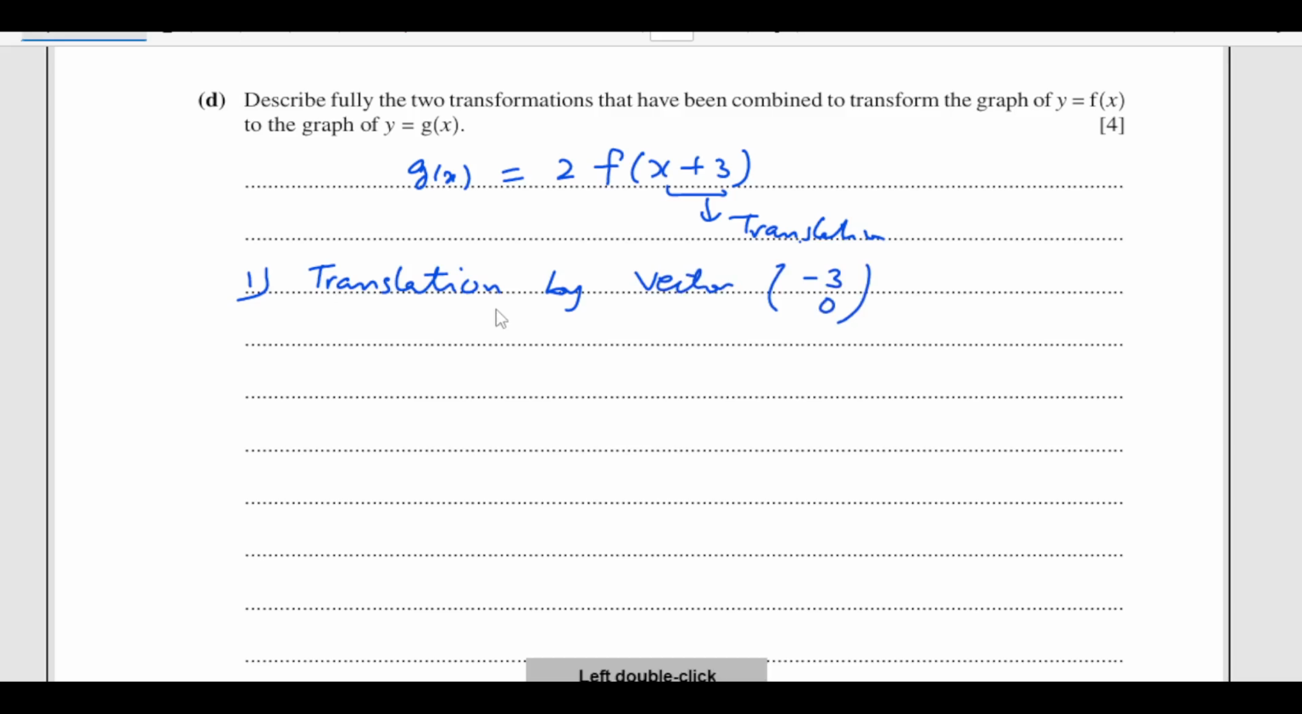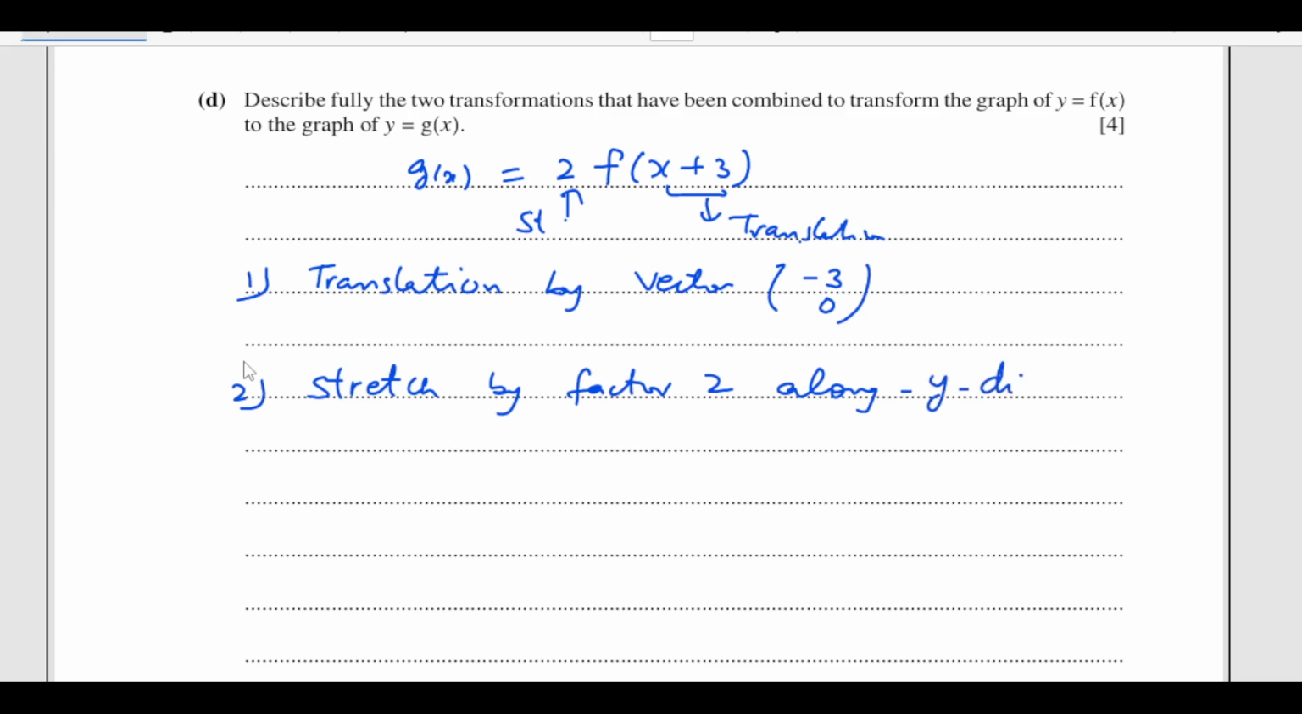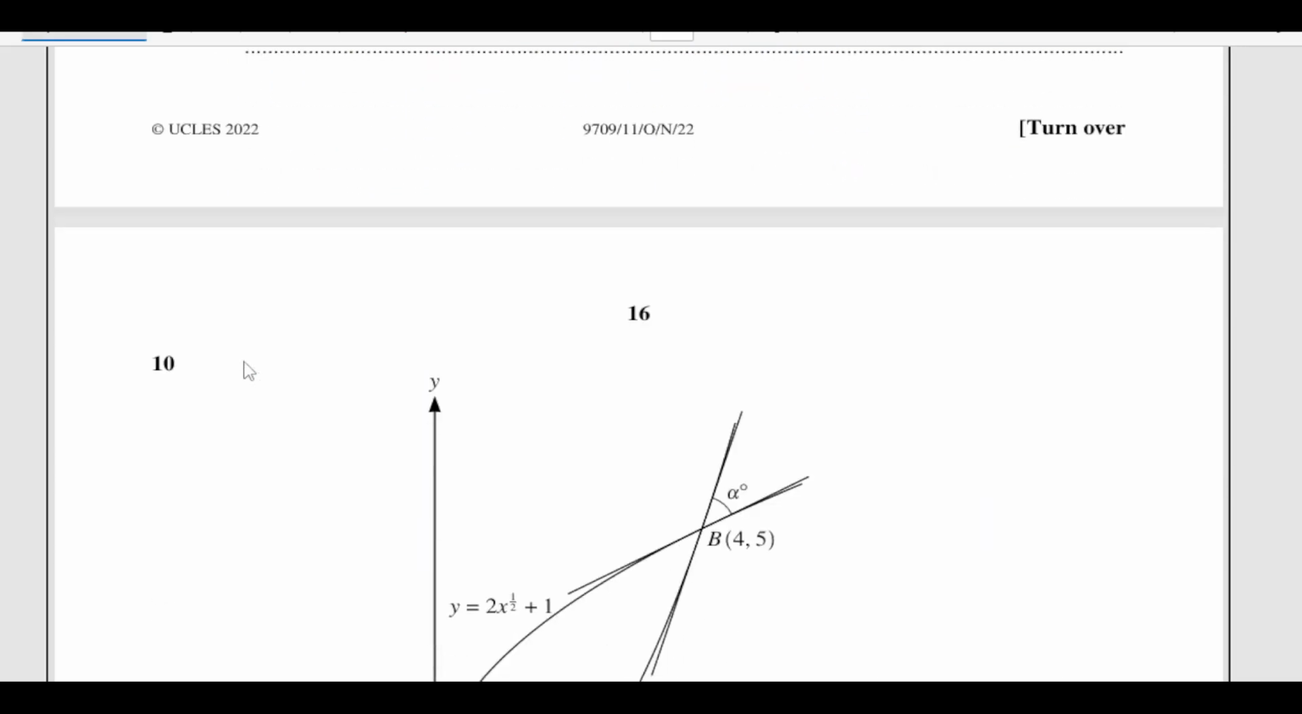Second, here it is multiplied by 2, so this is a stretch, right? So this is a stretch by scale factor 2 along the y-axis, in the y direction, you can say, or parallel to the y-axis, right? So that's it for this question.